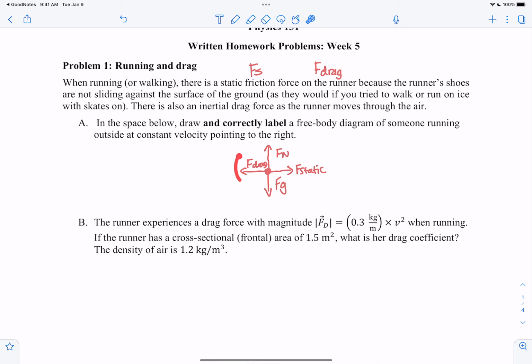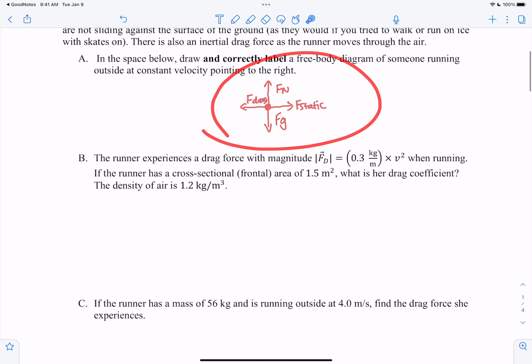So in this case, drag would be like your friction, and your static friction force would be like your push force, pushing you forward. That's the informal way of thinking about it. So that being said, that's your free body diagram. Hopefully that makes sense for everyone. So are we cool to move on to part B?